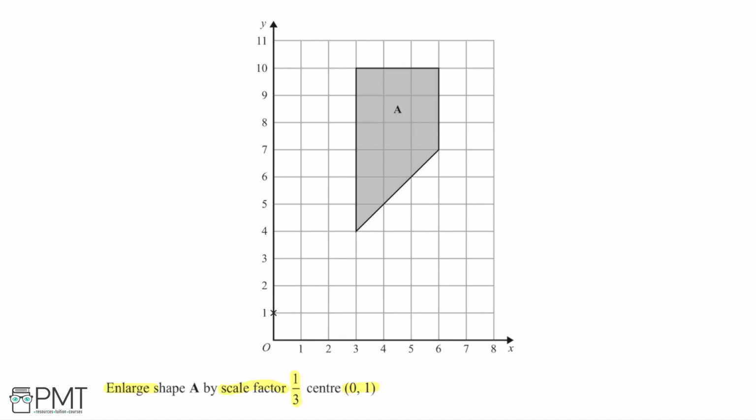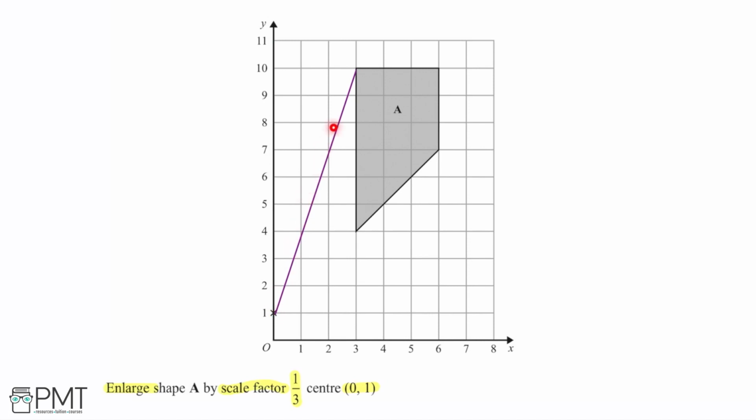So now I can start working with the image now that I've got a good idea of what it's going to look like, and I can perform this enlargement on shape A. A good way to do it is work from the centre of (0, 1) and then draw lines out to the points on shape A. For example, if I start with this top left point. Now if we want to enlarge it by a scale factor of a third, we basically need to find a third of the length of this line, and then we can mark on the same point on A on this new shape that we're drawing.